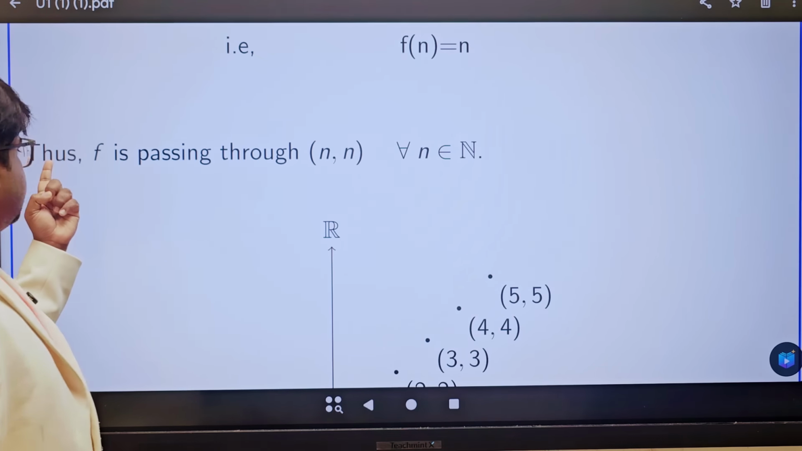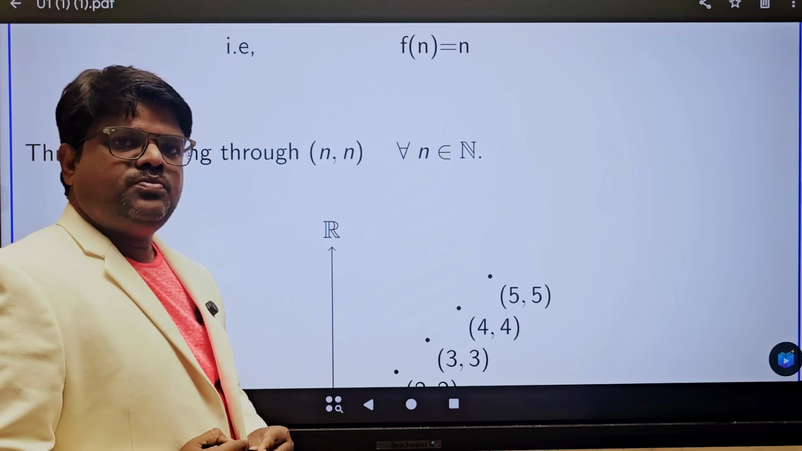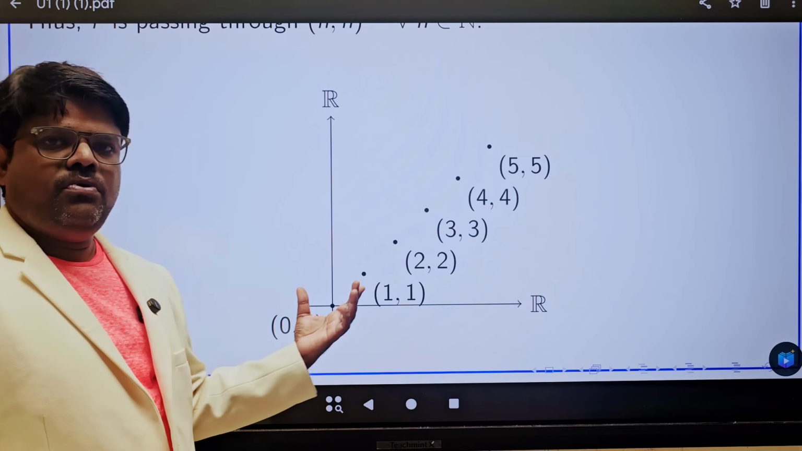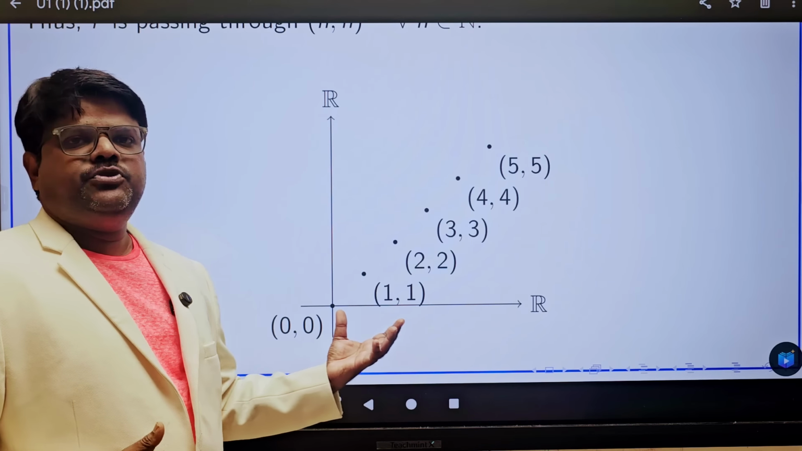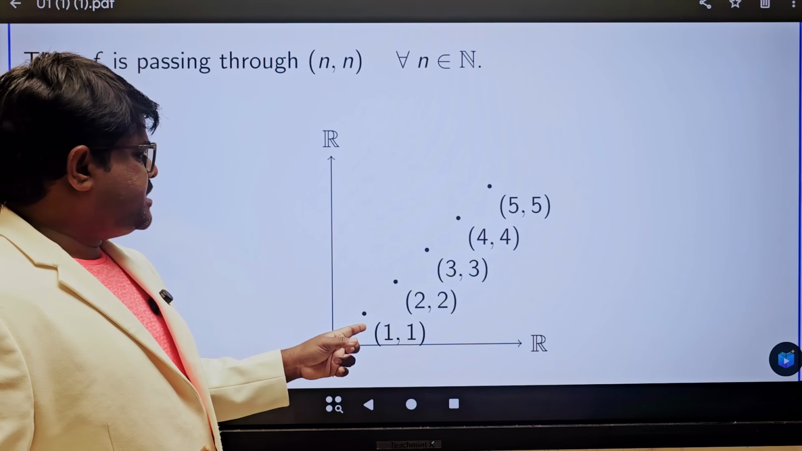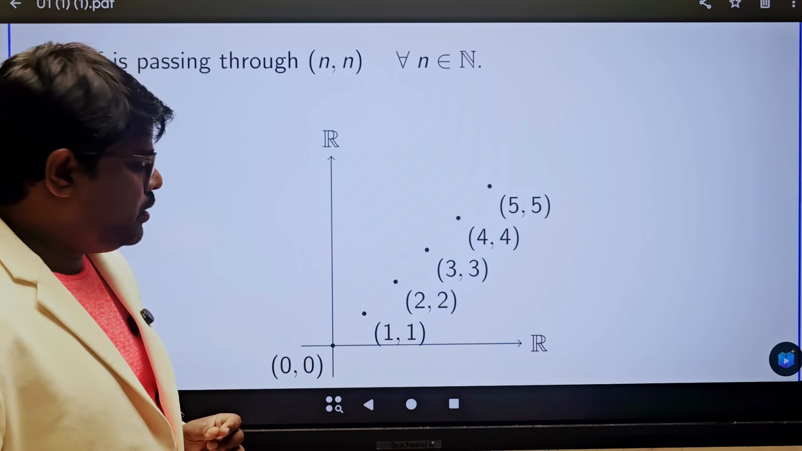Thus the function f is passing through (n, n) for all n belonging to the natural numbers. So this type of graph you can observe, because it is passing through (n, n), that is (1, 1), (2, 2), (3, 3), (4, 4), (5, 5) and so on.